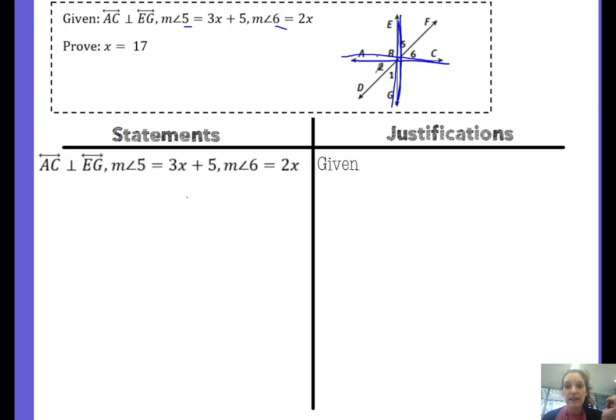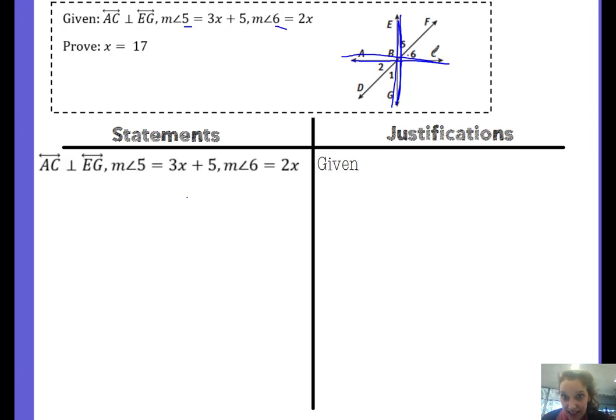So you might be thinking, Ms. Briscoe, there are several right angles in this scenario. Couldn't I be talking about like angle ABG over here? Couldn't I be talking about angle ABE? How do I know which right angle to talk about? In the given, it gives you information about angle 5 and angle 6. So let's focus in on the angle that has to do with angle 5 and angle 6.